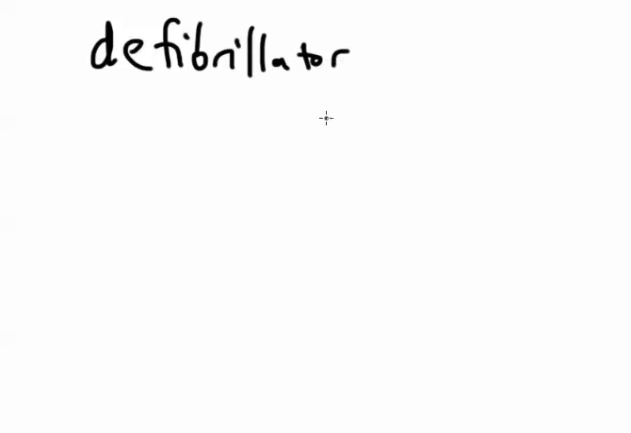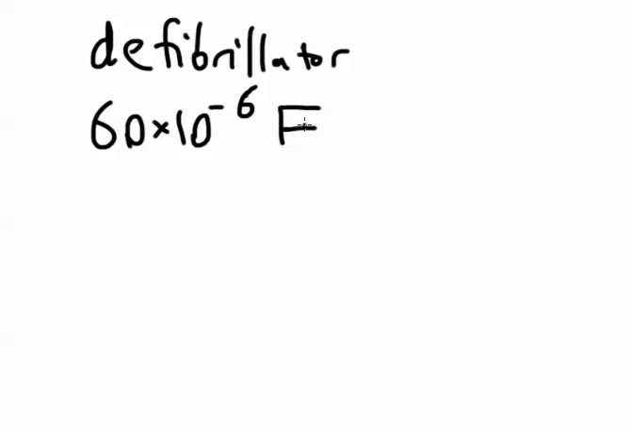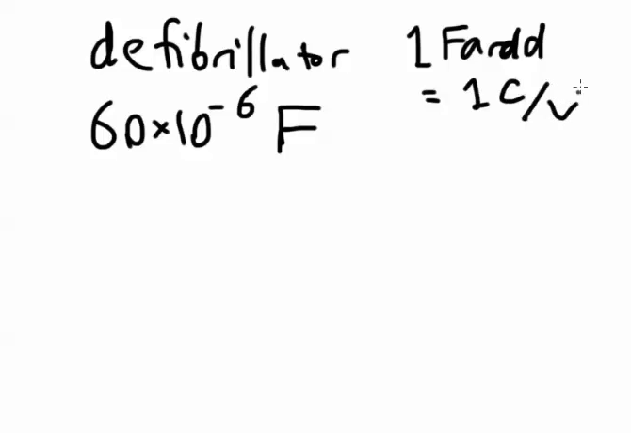Let's say that I have a defibrillator, and the capacitance of this defibrillator is 60 times 10 to the minus 6. What are the units of this capacitance? The unit is called a farad. A farad equals 1 coulomb per volt. In other words, if you had a 1 farad capacitor, then each volt of battery that you applied to it would store 1 coulomb of charge.